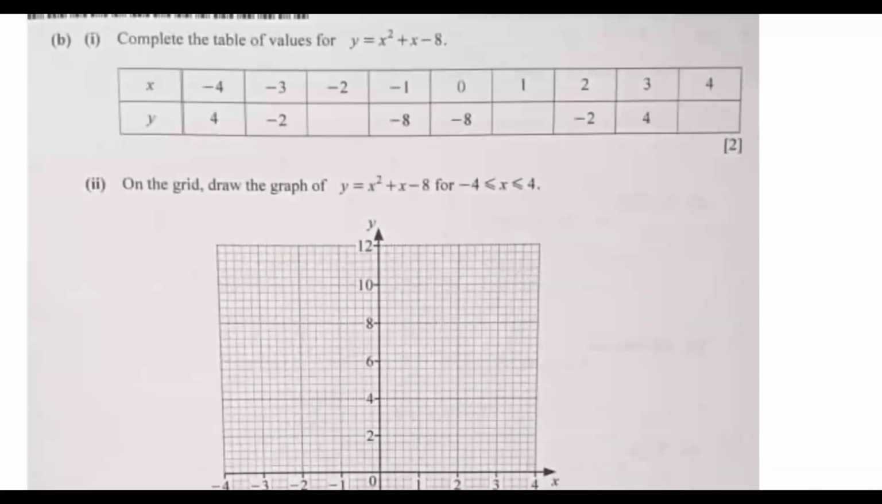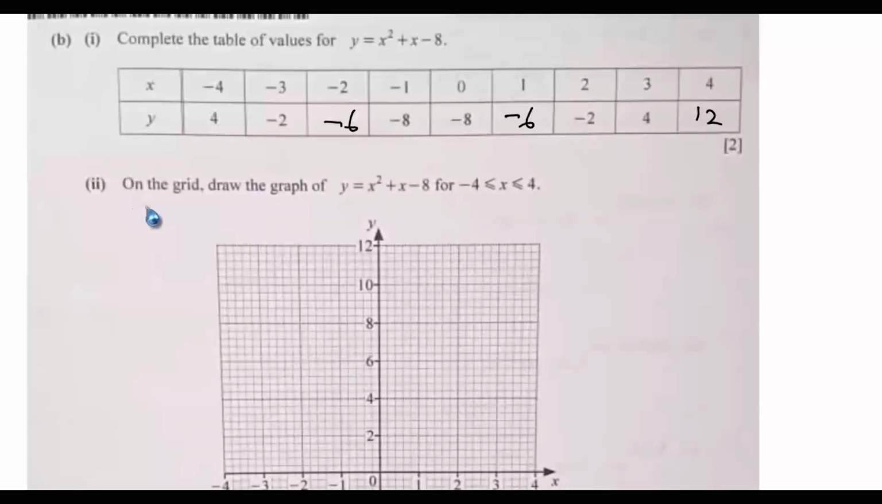In the b part here, we are asked to complete the values for y equals x squared plus x minus 8. You can easily take your calculator and work this out, and when you do that, you see that -2 will give you -6, then 1 will give you -6 as well, and 4 will give you 12. So these are the values.